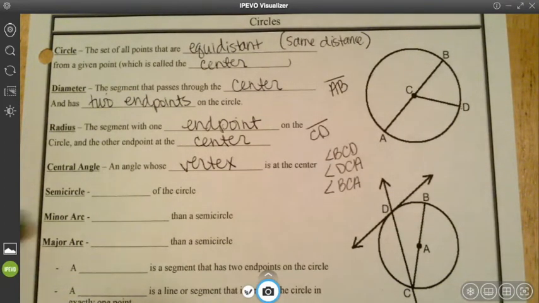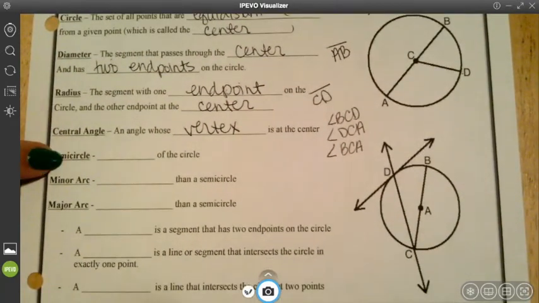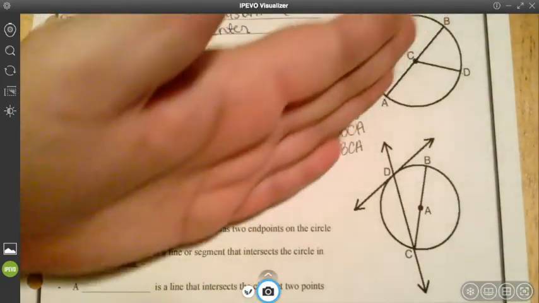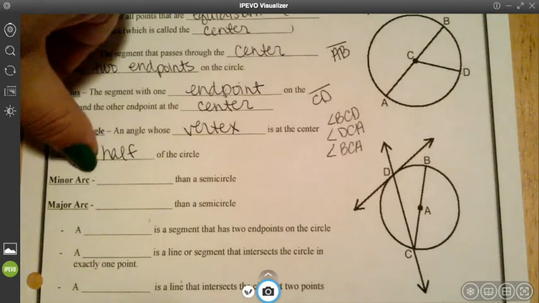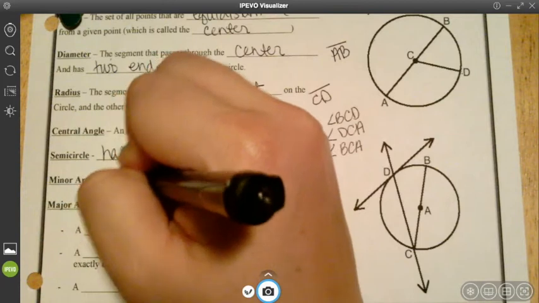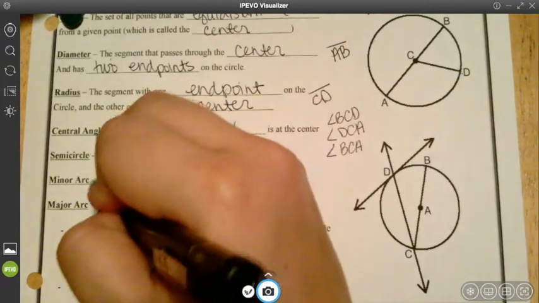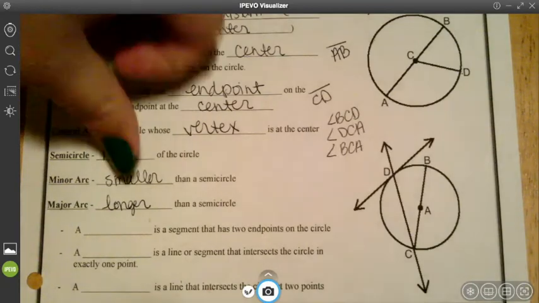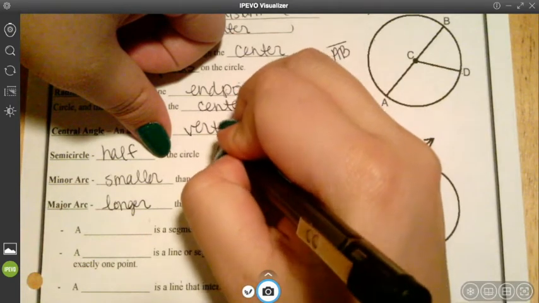So a semicircle, back to the definitions, a semicircle is half of the circle. Semi means half. So half of the circle, meaning cut it right down the diameter. We have 1/2 on this side and we have 1/2 on this side. A minor arc is any arc smaller than the semicircle. And a major arc is any arc that is longer or larger than a semicircle. So a semicircle would be A to B, and because it is not a straight line, we put an arc over it.